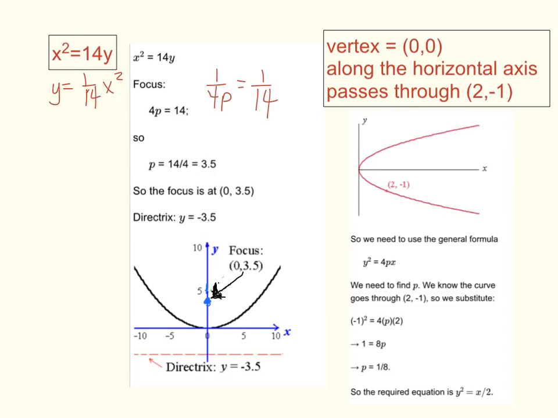If we had a vertex at 0, 0, and it is along the horizontal axis and passes through the point 2, negative 1, what's the equation? Well, y squared would equal 4px. We could plug that value, negative 1, in for y and 2 in for x, and we can solve and find that 4p is equal to 1/2, then p equals 1/8. So we'll have y squared equals x over 2.